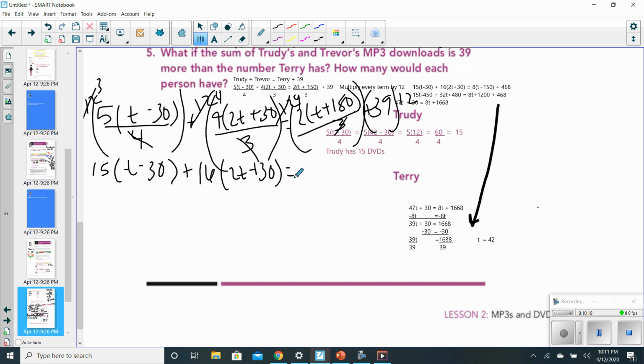So we're left with 15, and then t minus 30 plus 4 times 4, which is 16, times 2t plus 30 equals 4 times 2, which is 8, times t plus 150 plus 468. So we literally had to multiply every single thing by 12.